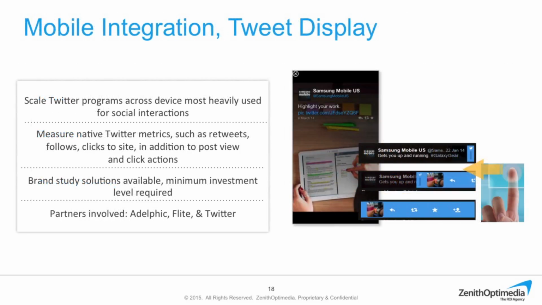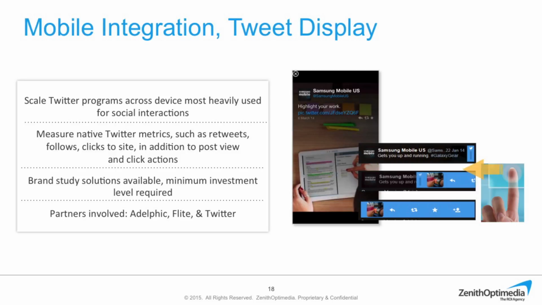Another tactic you can use for mobile is an integration between mobile and social. In this particular case, we have tweet display. This was a collaboration between Flight, a technology company, and Samsung Mobile. In order to get more life and to extend the reach of their Twitter campaigns, Flight was able to take Samsung's organic Twitter posts and put them on mobile media banner ads.